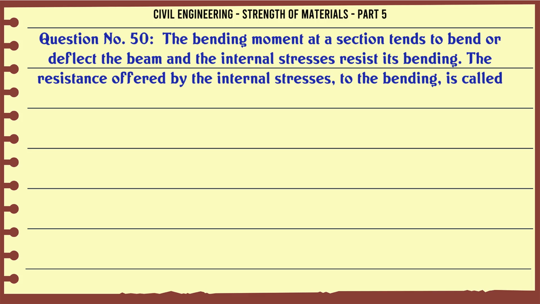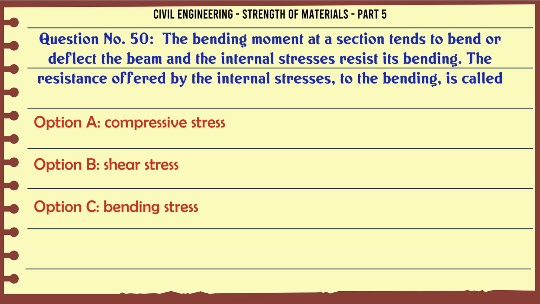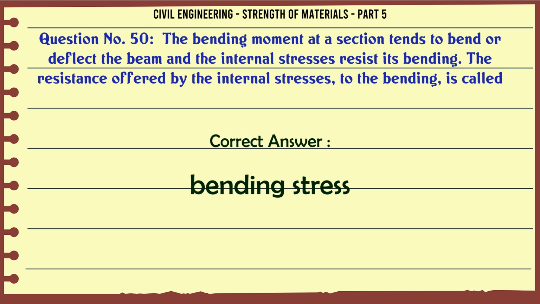The bending moment at a section tends to bend or deflect the beam, and the internal stresses resist its bending. The resistance offered by the internal stresses to the bending is called: A. compressive stress, B. shear stress, C. bending stress, D. elastic modulus. The correct answer is bending stress.